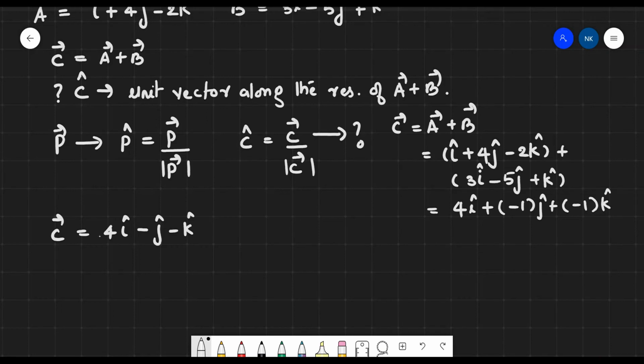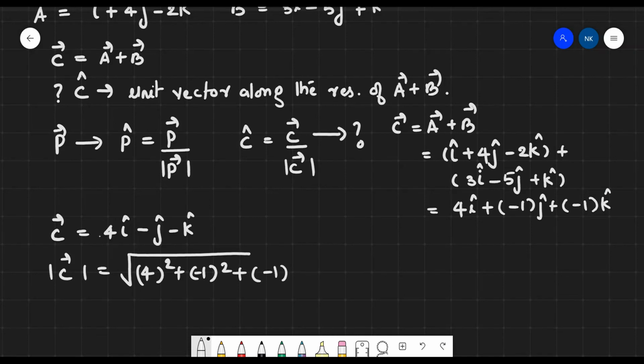All right, ये देखिए. Now what about the magnitude of C vector? That is under root of i का coefficient square, that is 4 square. Okay, y component कितना है, coefficient इसका -1, so -1 square plus z का coefficient -1 square. This will give the answer as under root of 18, that is 3 under root 2.